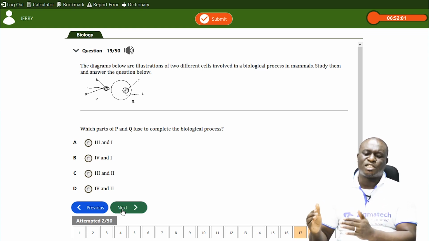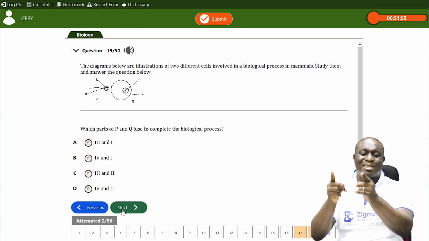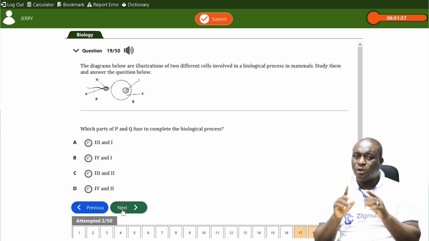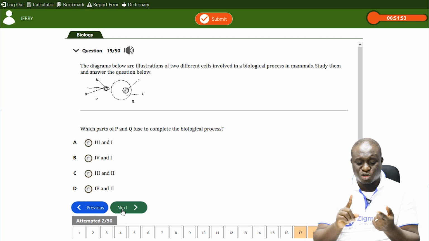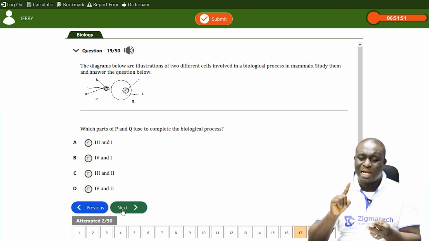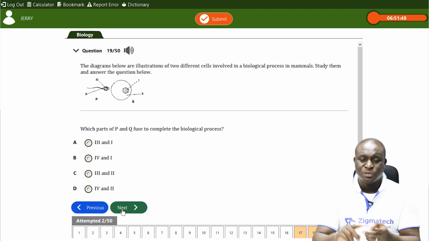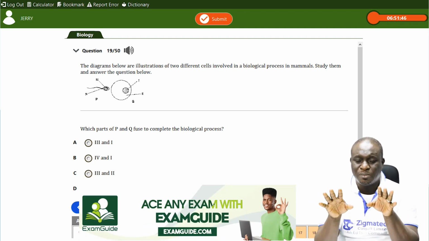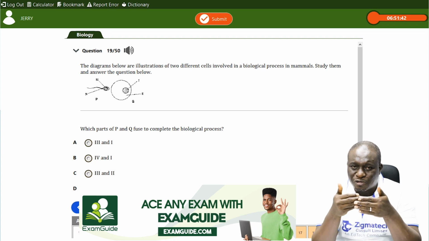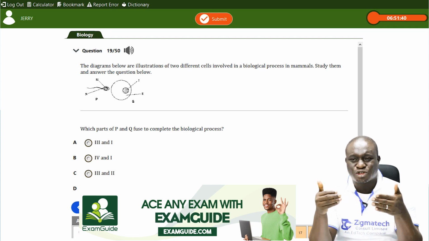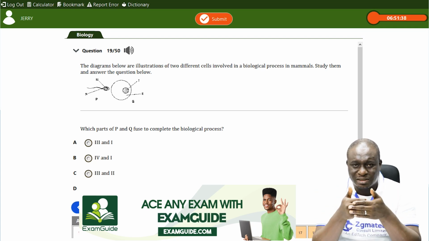Now, look at this. What we're looking at on the screen is all about sexual reproduction. We have two types of sexual reproduction: fertilization and conjugation. Now, I'm not going that much into them, but fertilization has to do with the union of these sex cells.